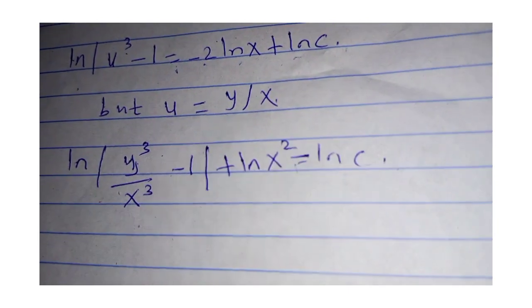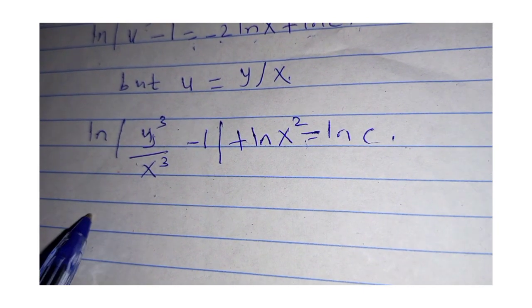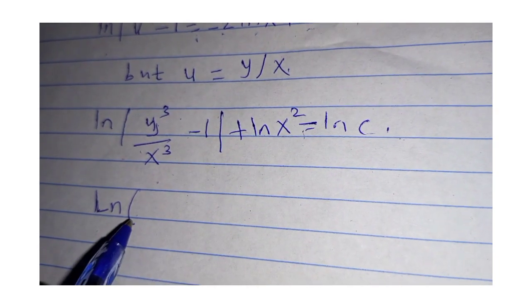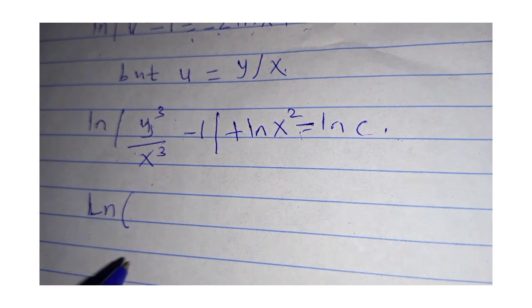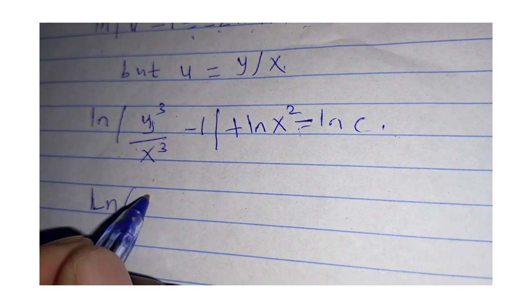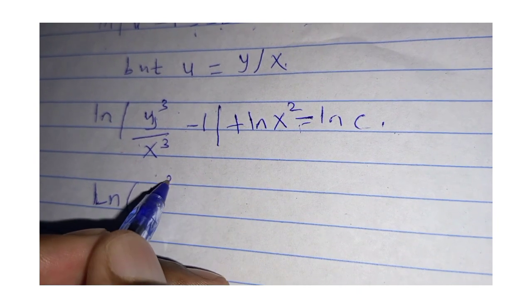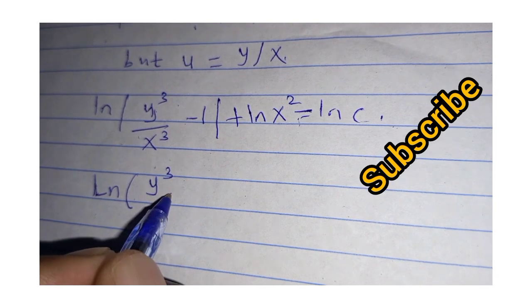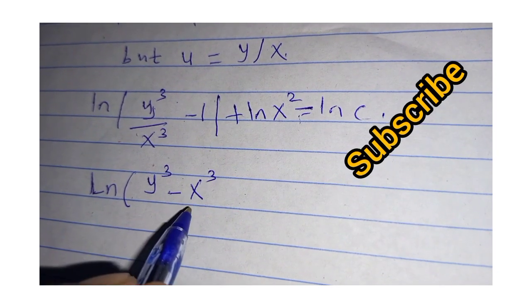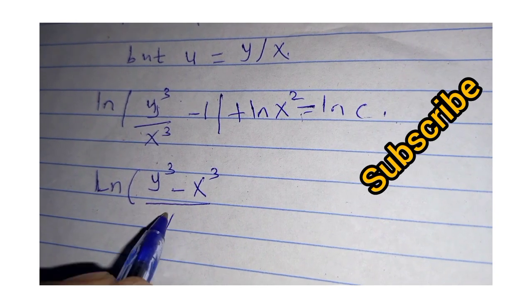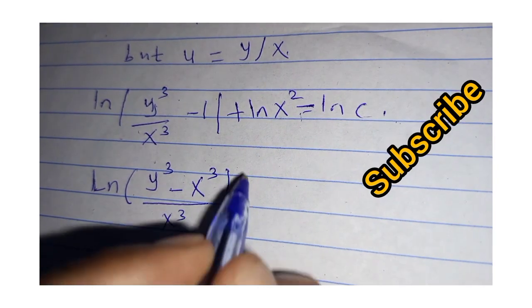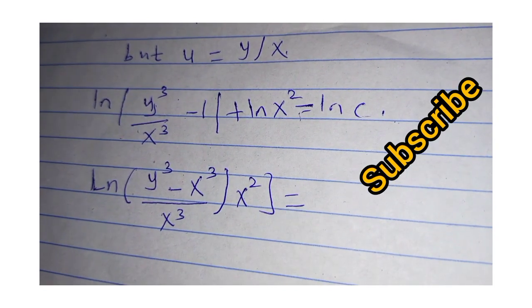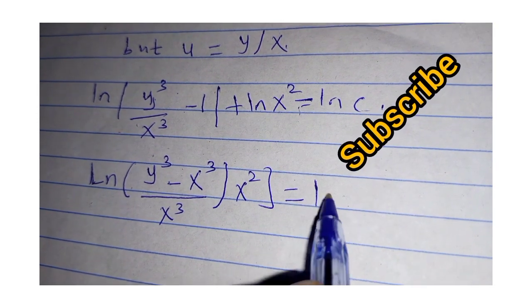Then at this level, we can also apply the laws of logarithm to write on the left hand side everything under the same logarithm. So this will be natural logarithm of y cubic minus x cubic divided by x cubic multiplied by x squared, which is equal to natural logarithm of c.